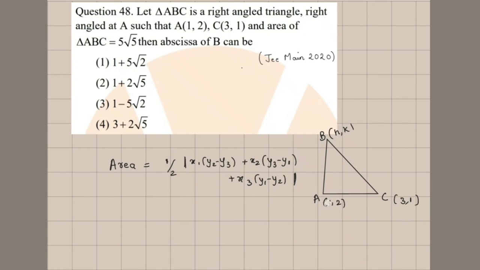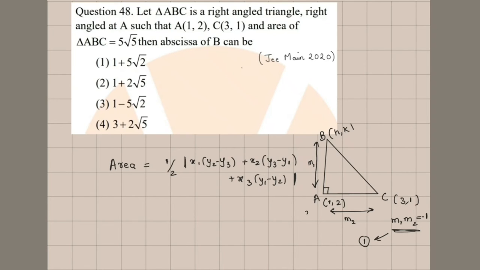We know 2 points A and C, and we know this is a right angle. If you multiply the slope of AB, let's say this is m1, and the slope of AC, this is m2, we should get minus 1, because the product of slopes of two lines which are perpendicular is minus 1, other than the x-axis and y-axis. So m1 into m2 should be minus 1. This is one equation. The other equation is area equals to this one, because we know 2 points.